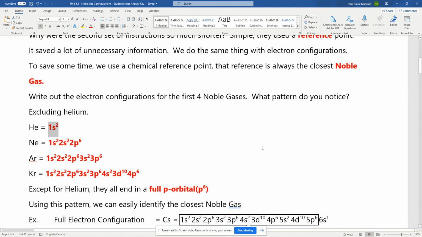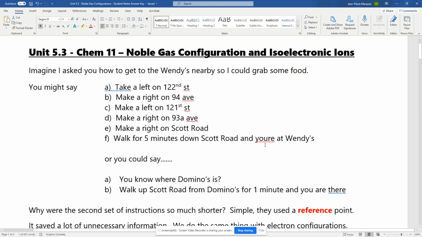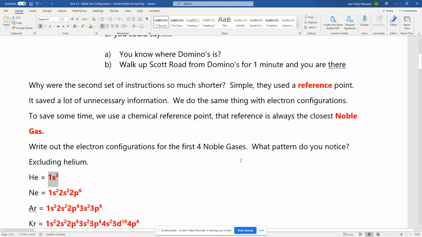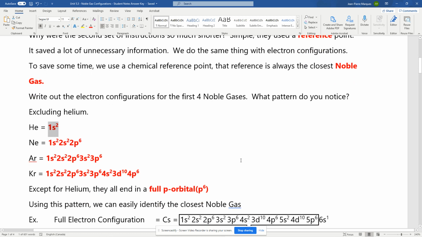So we're going to teach you something today called a noble gas configuration, or sometimes also called an abbreviated electron configuration. It's the exact same thing as you've been doing with electron configurations. The only difference is, just like the instructions above, you're taking a reference point, your noble gas, to cut down on all of the writing that you do. It's going to save you a lot of time, and it's super easy once you see how to do it. So this is how it works.